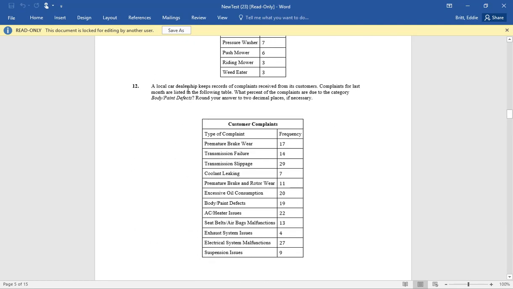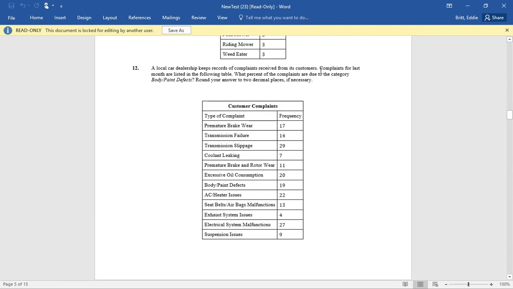All right. A local car dealership keeps records of complaints received from its customers. Complaints for last month are listed in the following table. What percentage of the complaints are due to the category body paint defects? Round your answer to 2 decimals. So it wants to know a percentage, and we want to round that percentage to 2 decimals after we change it to a percentage. So body paint defects, 19. We have to know how many total there are.